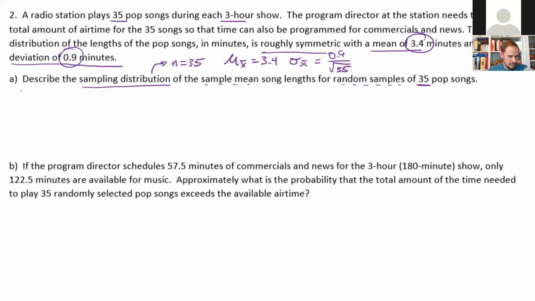So I want to say that it told me to describe a distribution. So I'm going to say the mean song time is 3.4 minutes. Now I've got context and I've got the center, mean, nothing unusual.